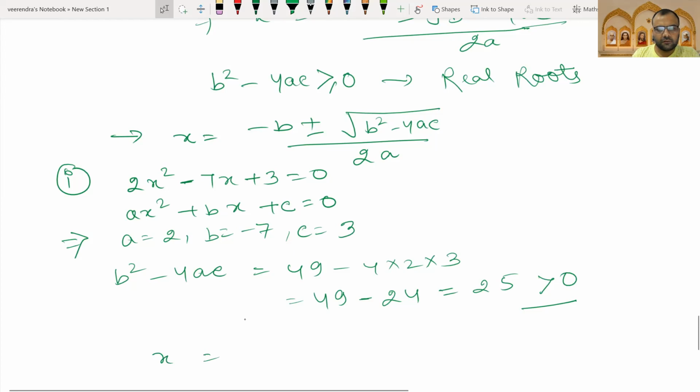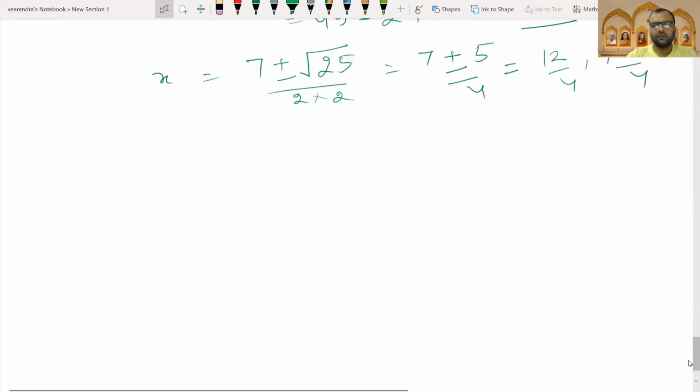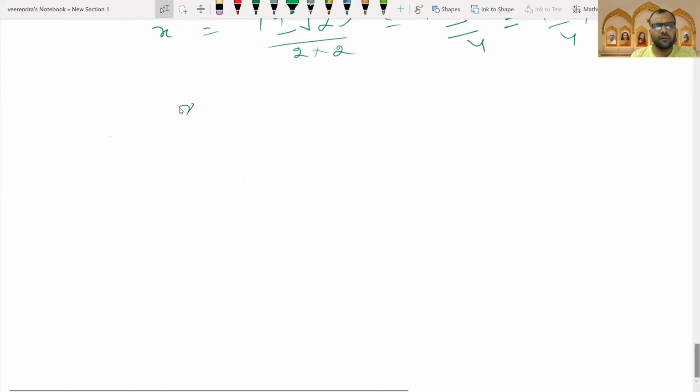x will be −b, which is 7, ± square root of b² − 4ac, which is square root of 25, upon 2 into a, 2. So it will be (7 ± 5)/4, which is 7 + 5 is 12 by 4, comma, 7 − 5 by 4. So the roots will be x = 3 and 1/2.